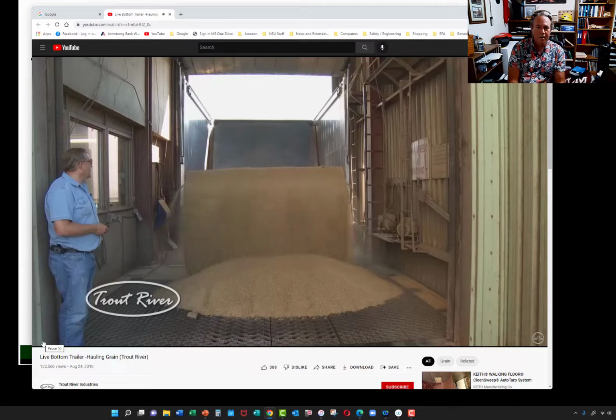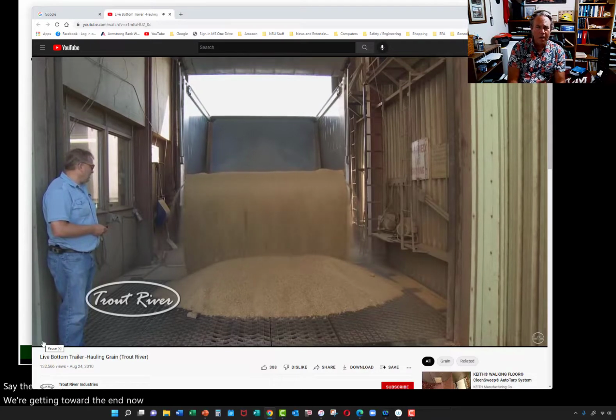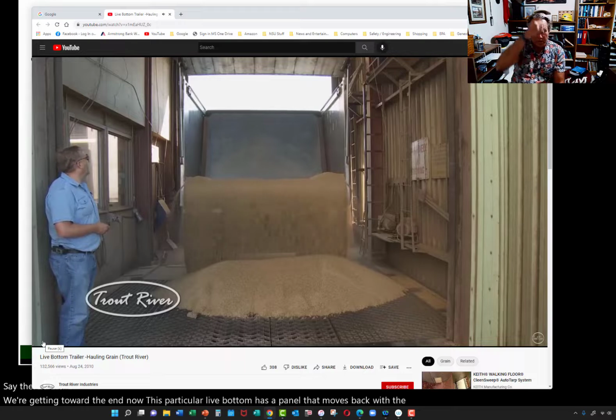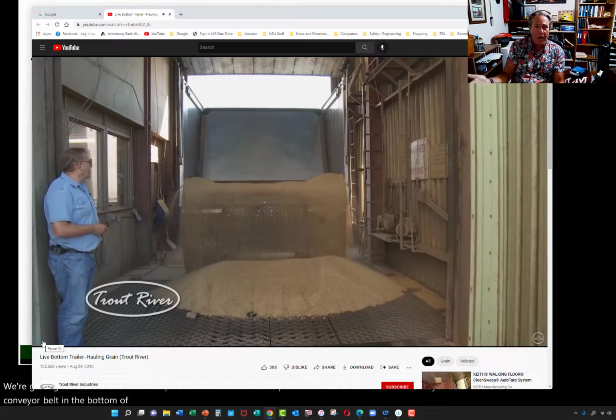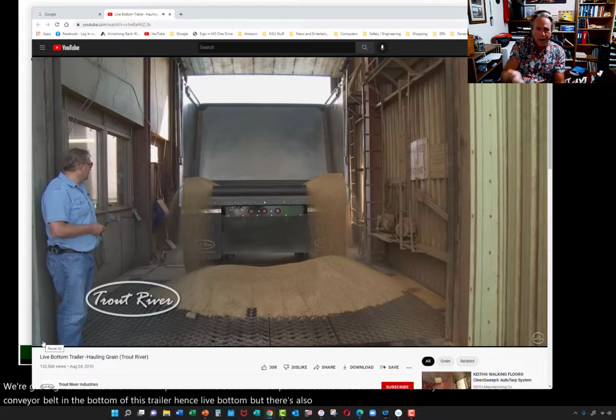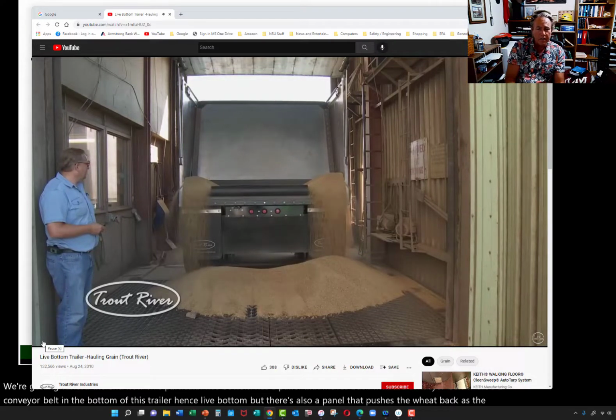See, we're getting toward the end. Now this particular live bottom has a panel that moves back with the conveyor belt. There's a conveyor belt in the bottom of this trailer, hence live bottom, but there's also a panel that pushes the wheat back as the conveyor is turning.